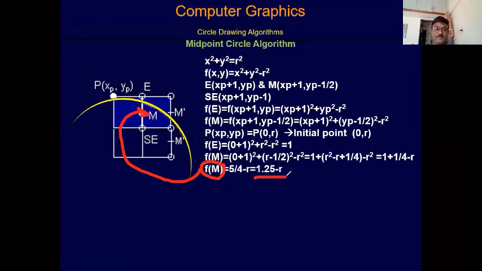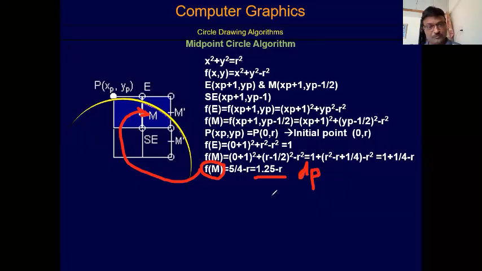1.25 minus r. So from this midpoint, once I have calculated, I have to decide whether to go in the upward direction or the downward direction. Suppose this decision parameter, dp, is less than or equal to 0, then you have to select the E value, or if it is greater than 0, then you have to select SE.